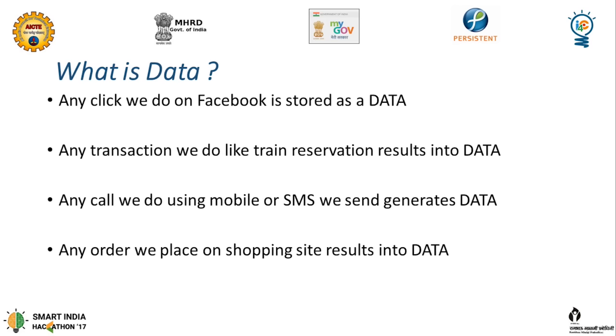So now let's think about what data is. What happens is that we do so many activities, but we don't know that those activities are generating data. Any click we do on Facebook is stored as data. Any transaction we do, like train reservation, results in data. Any banking transaction results in data. Any call we make using mobile or SMS we send generates data. Any order we place on a shopping site results in data. Any surfing we do on any social media site results in data. Anything we do while we are on the internet or connected to the internet results in data. So you can understand how much data we generate in a day, isn't it?